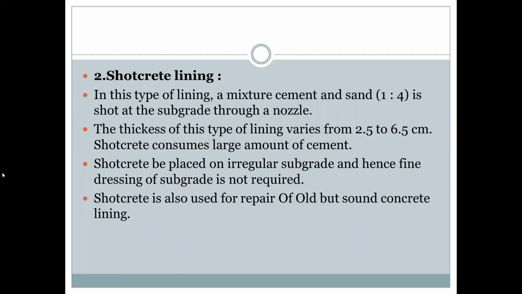As in concrete lining, the concrete is spread over the subgrade, in shotcrete lining the concrete is applied through a nozzle. So the mixture of cement and sand is applied at the subgrade through a nozzle. The thickness of this lining varies from 2.5 centimeter to 6.5 centimeter.